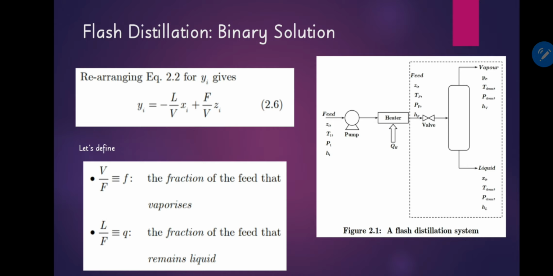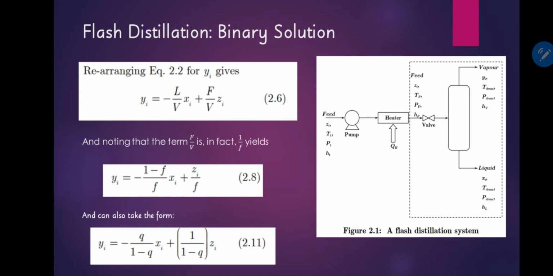Okay, so in this formula, you will see that the slope is given as negative L over V and the y-intercept is given as F over V Zi. Okay, so you need to remember that V over F is equivalent to f, which is the fraction of the feed that vaporizes. And L over F is equivalent to q, which is the fraction of the feed that remains liquid. Okay, it's the fraction.